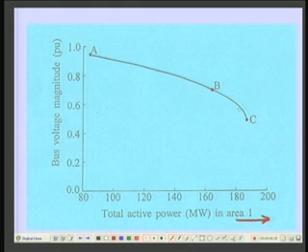Now, to understand the voltage collapse phenomena, one very important approach is to examine the QV curves, because we know that the voltage is related mainly to the reactive power injection at the buses. Therefore, for this system which we have examined, the QV curves are generated.